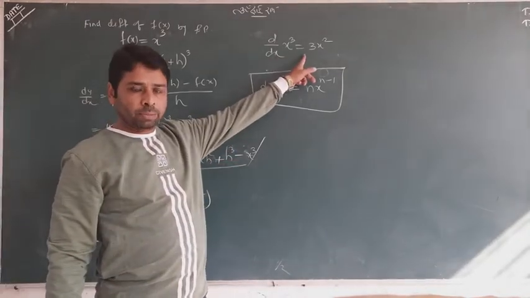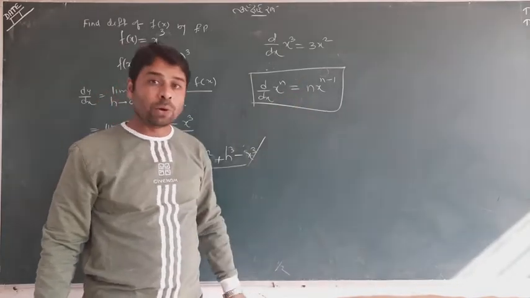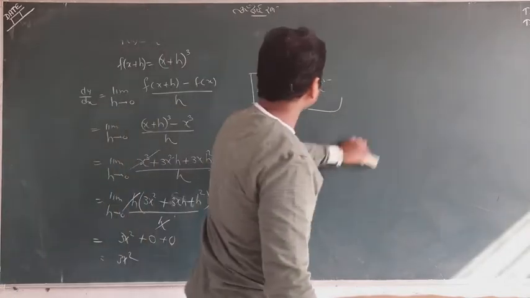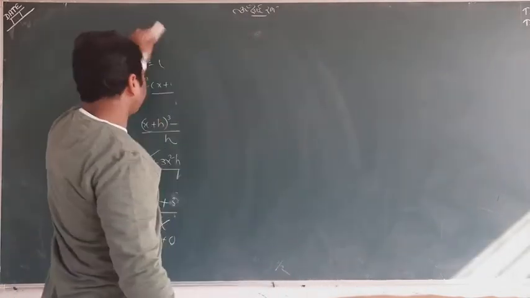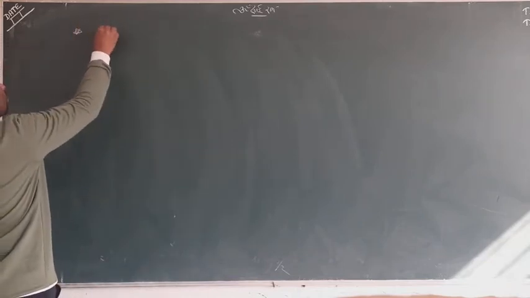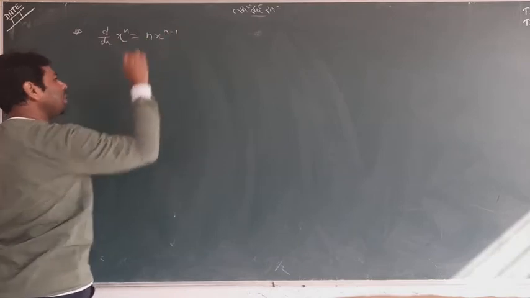Based on this question, we created the formula, and remember the formula now. That formula is d by dx of x to the power n equal to n x to the power n minus 1.